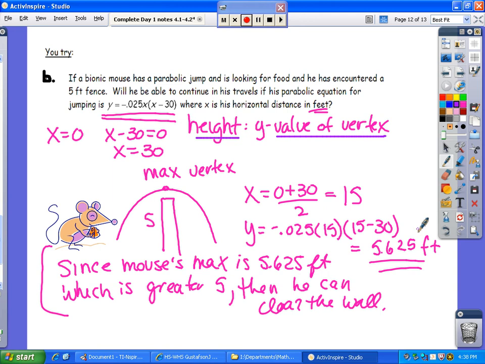All right, this is our max. This is our max height that the mouse can jump. Now read the sentence. Since the mouse's max is 5.625 feet, which is greater than 5, then he's going to be able to clear the wall. This entire statement is part of your answer.